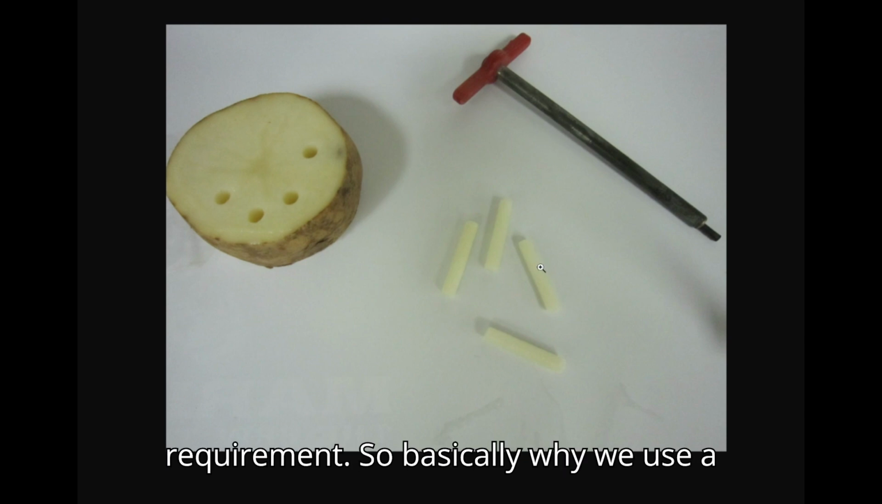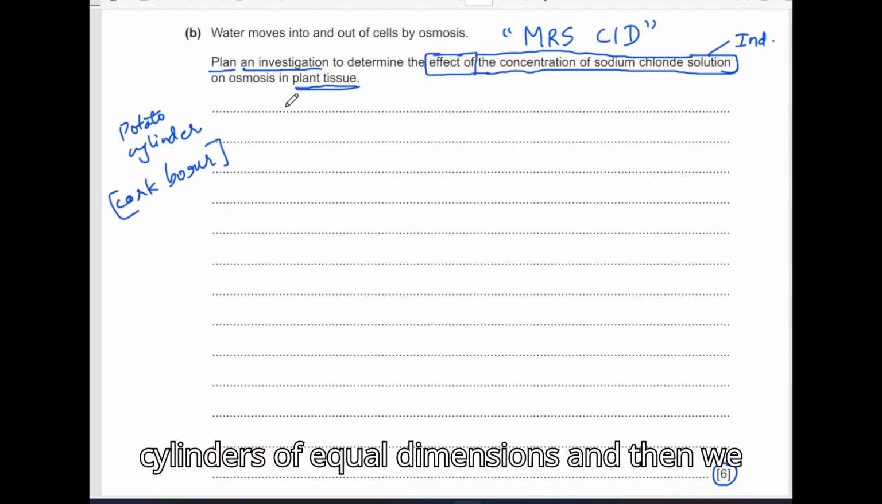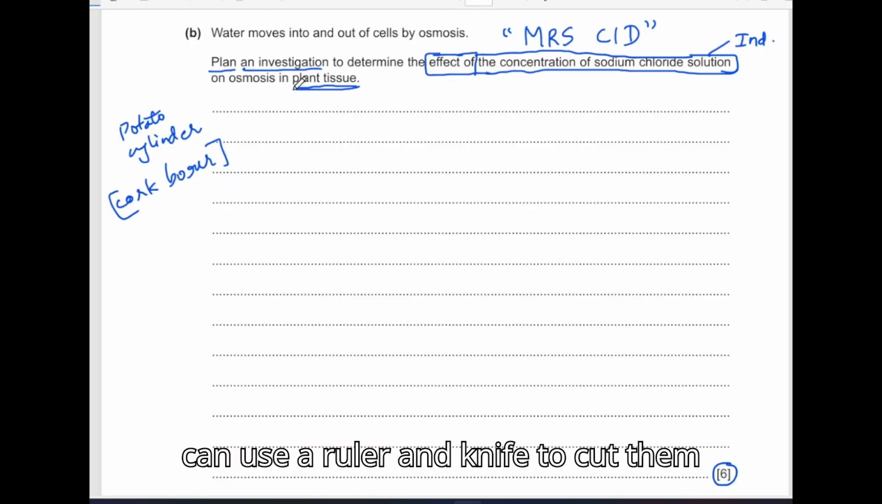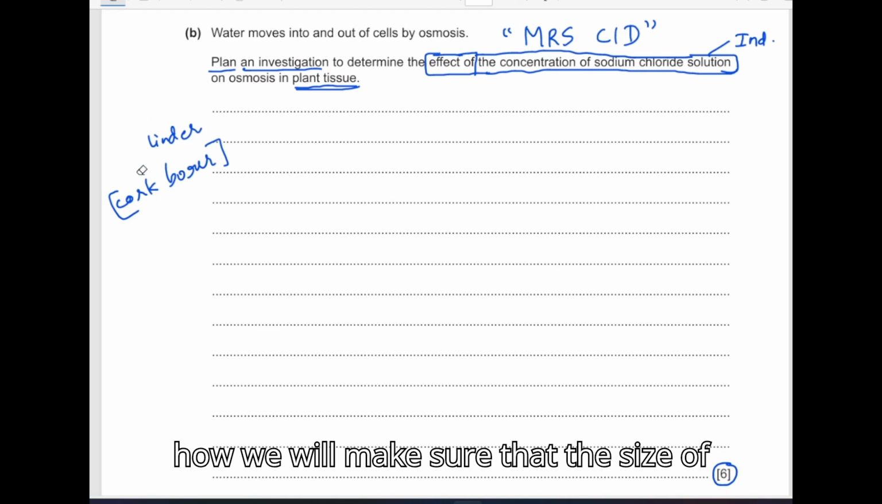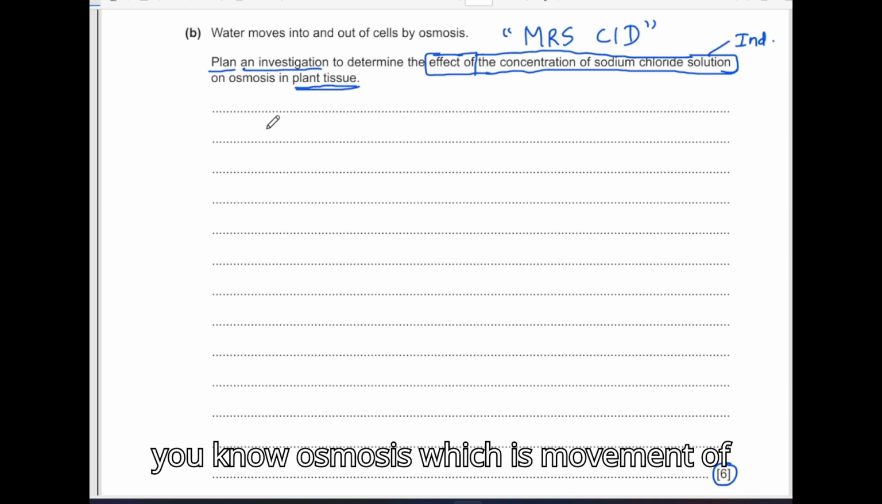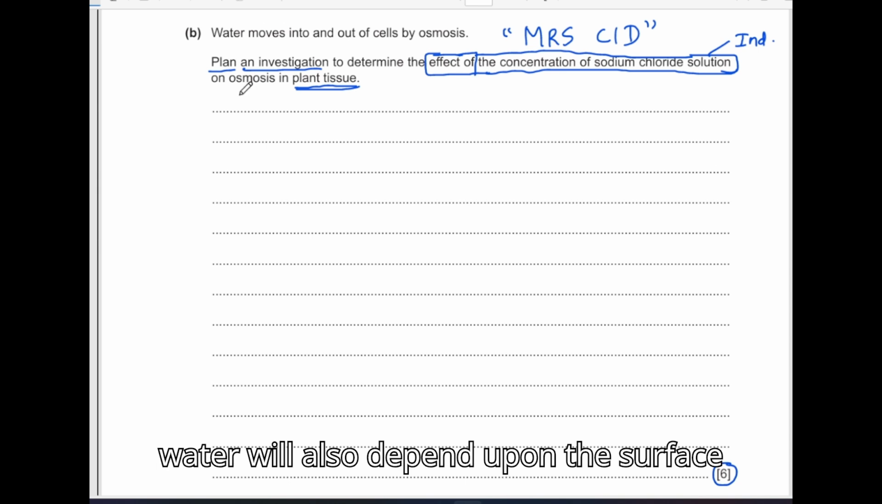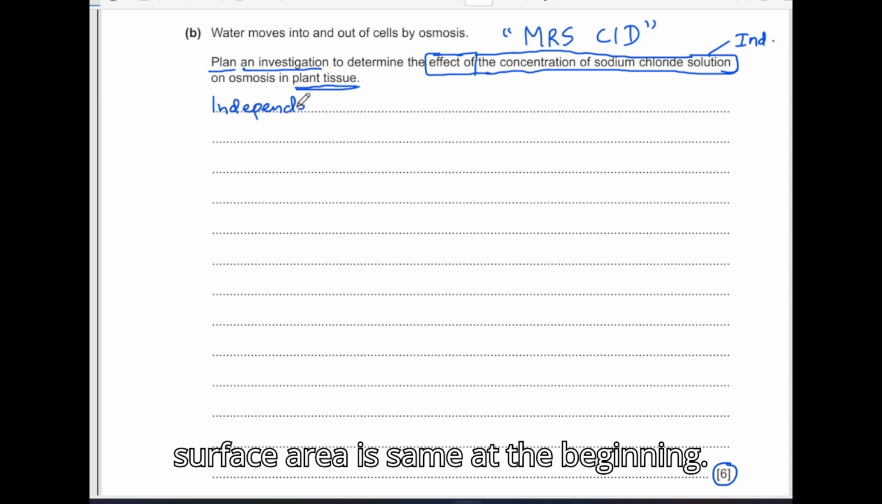Basically, we use a cork borer to cut potato cylinders of equal dimensions, and then we can use a ruler and knife to cut them into equal lengths. That is how we make sure that the size of the potato tissue that we are using in this experiment is the same. Because osmosis, which is movement of water, will also depend upon the surface area. So we have to make sure that the surface area is the same at the beginning.